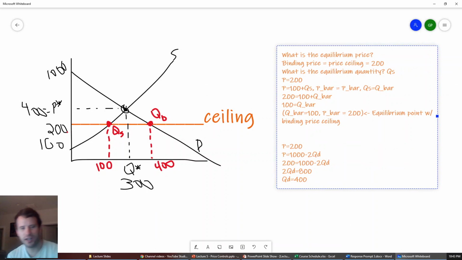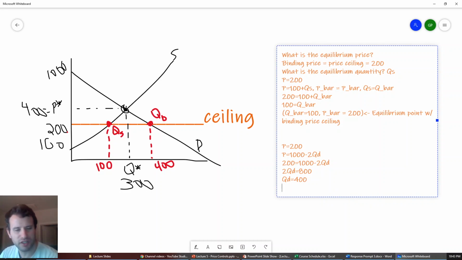All right. So, what's the significance of QD? Well, it's the number of people who want to buy it, but why does that matter? On its own it doesn't, but you might want to know what the shortage is, right? Because people want to buy it who can't buy it, so there's going to be a shortage. So the shortage, as I said before, was the number of people who want to buy it minus the number of people who want to sell it, or QD minus QS. That's going to be 400 minus 100, or 300, okay?